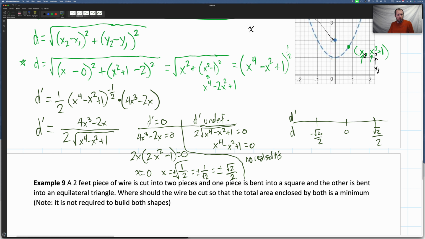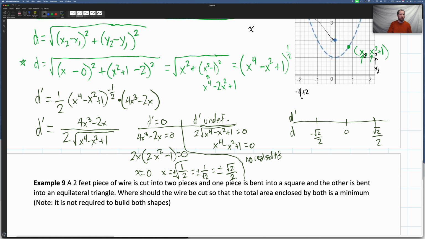Negative root 2 over 2. Let's see, root 2 is like 1 point something, so that's approximately -1/2. So let's go with -1 as our test point to the left here. If I plug a -1 into d prime, then I'm going to get -4 plus 2. Am I plugging that in the right spot? Oh, I have to plug it in everywhere.